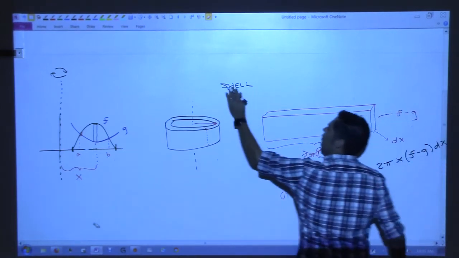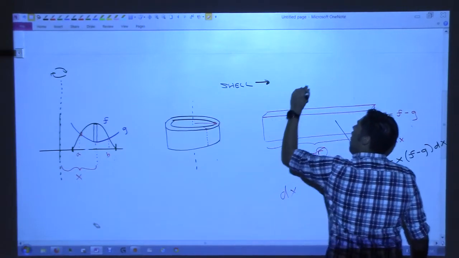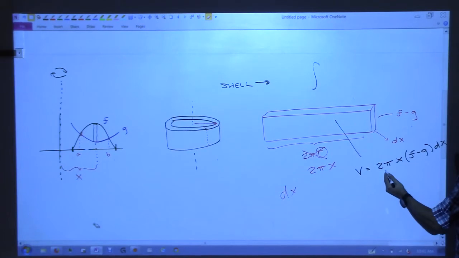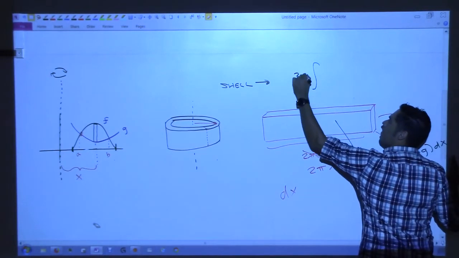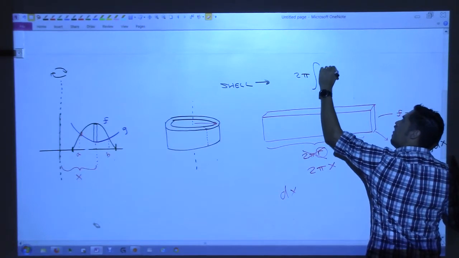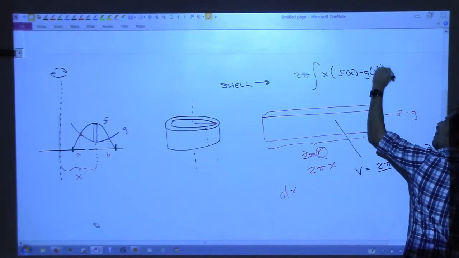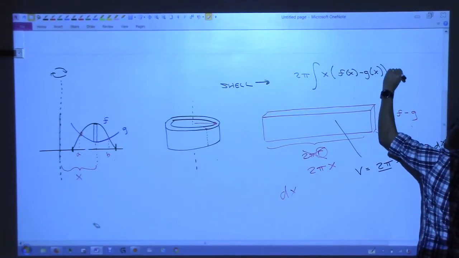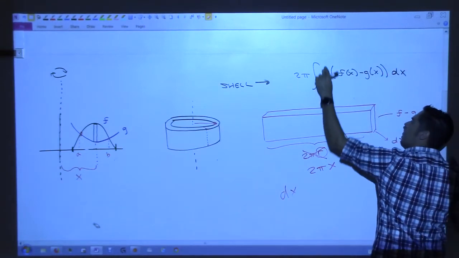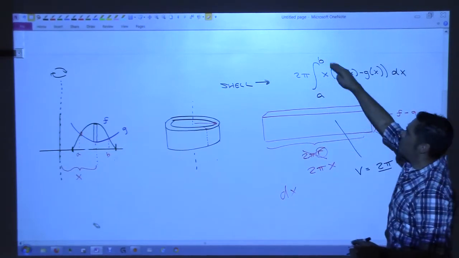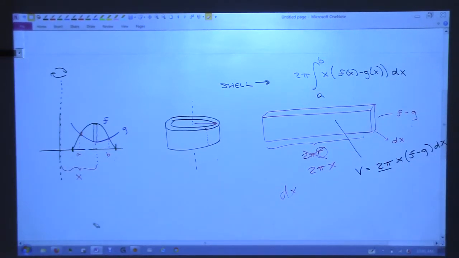So this is the shell method. If I do the integral, it's going to be this formula, right? I can pull 2 pi out, can't I? So 2 pi can come out, but here I'll have x, then I'll have f of x minus g of x, and then finally dx. And what is going to go here? A to B, because we're letting x vary between A and B. And this is the formula for shells.